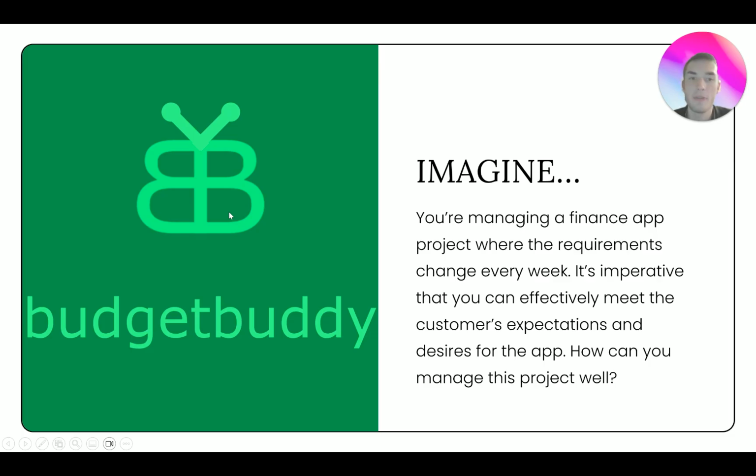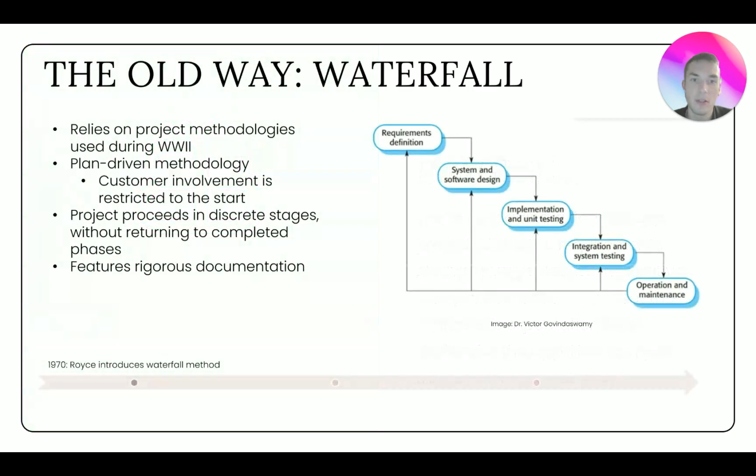So I want you to imagine for a second that you're managing a finance app project where the requirements change every week. It's imperative that you can effectively meet the customer's expectations and desires for the app. How can you manage this project well? Let's take a look at some options.